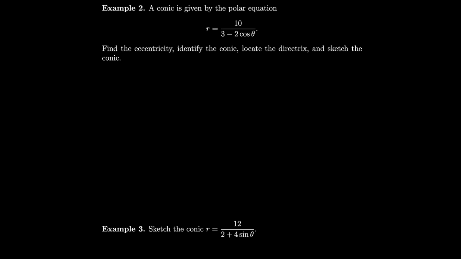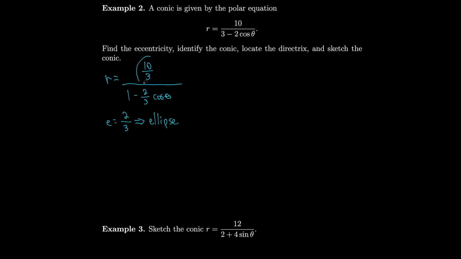A conic is given by the polar equation r equals 10 over 3 minus 2 cosine theta. Let's find the eccentricity, identify the conic, locate the directrix, and sketch it. So we have r equal to 10/3 over 1 minus 2/3 cosine theta. If we put this in standard form, we just divide the top and bottom by 3. So that means that now we know our eccentricity is 2/3. And since our eccentricity is less than 1, this implies that our conic is an ellipse.